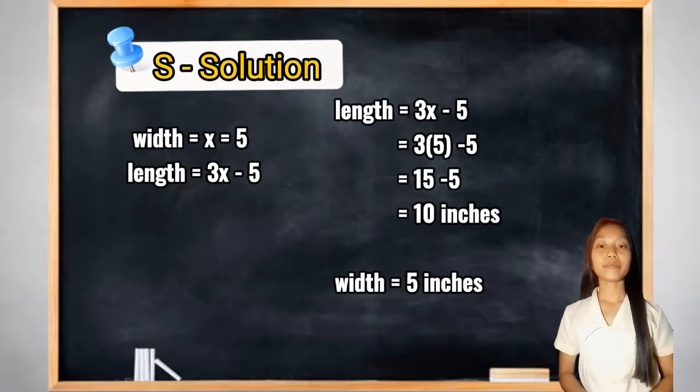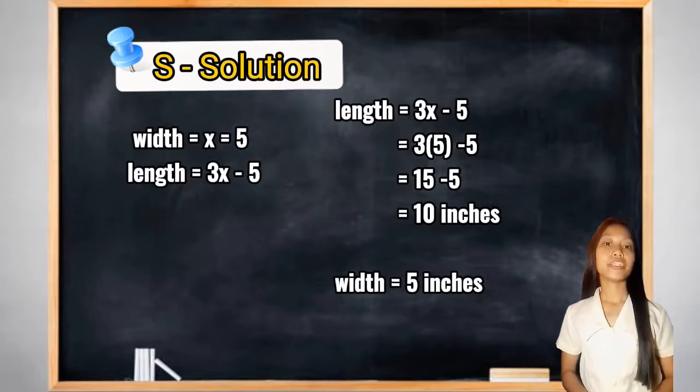To get the length, substitute 5 in the x of 3x minus 5. 3 times 5 minus 5. Get the product of 3 and 5. The answer is 15. Then minus 5. Therefore, the length of the rectangular frame is 10 inches, while the width is 5 inches.